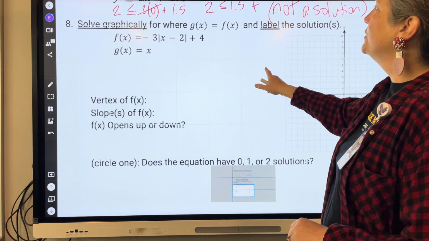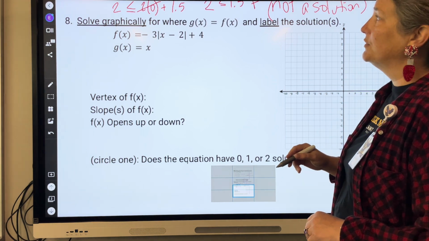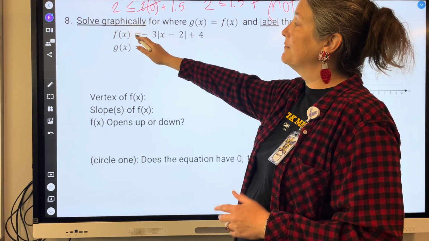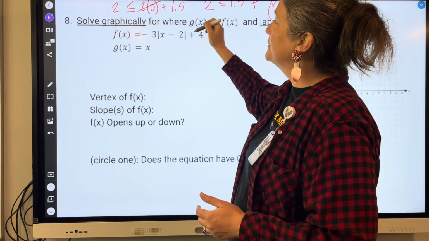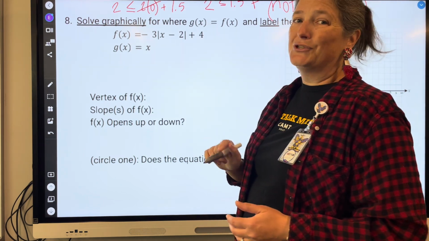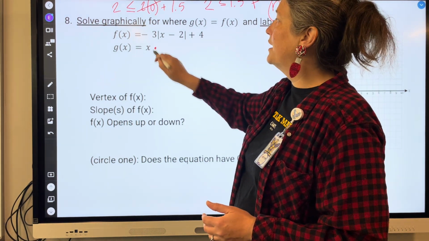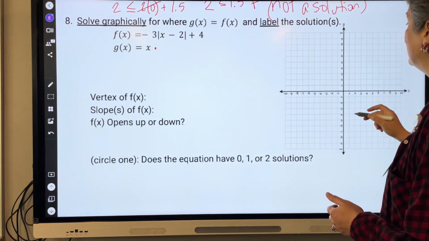Solve graphically for where g of x equals f of x and label the solutions. So graphically means I'm going to plot these. This one's an absolute value function, and this one's just the line y equals x. I'm going to plot the line y equals x first because that's easy, right?